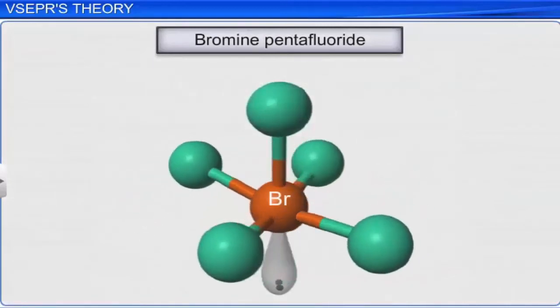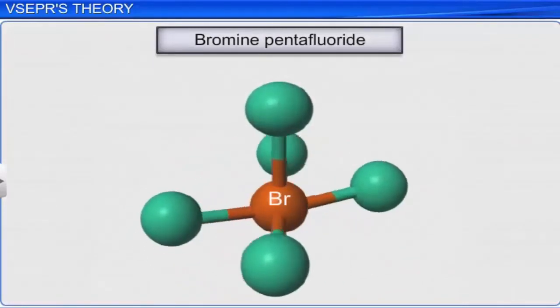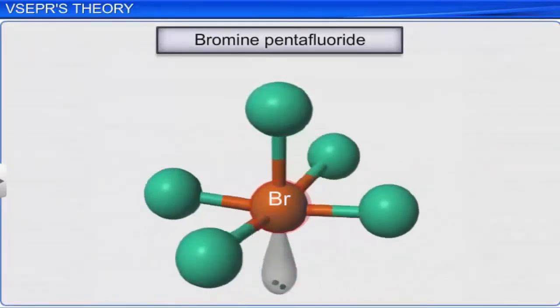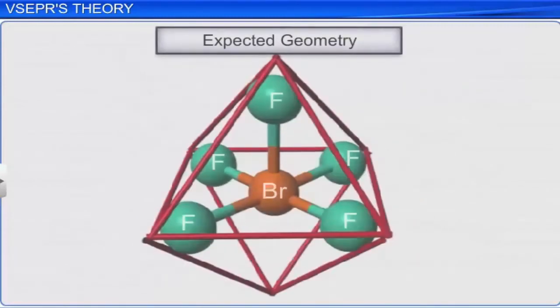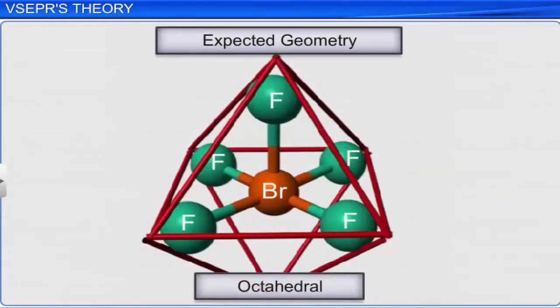In a molecule of bromine pentafluoride, the central atom bromine has 5 bonded pairs of electrons and 1 lone pair of electrons. Therefore, the geometry of the molecule is distorted octahedral, or square pyramidal. It is due to the presence of a lone pair of electrons on the central bromine atom.